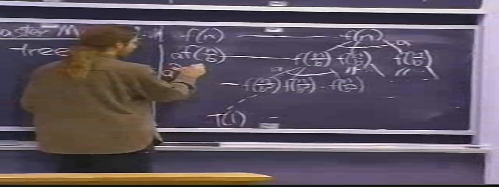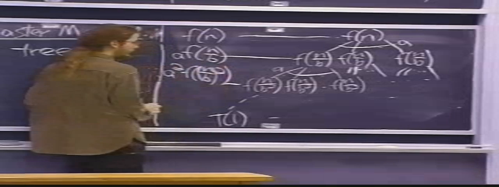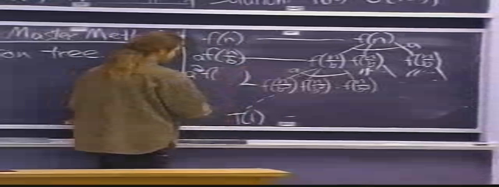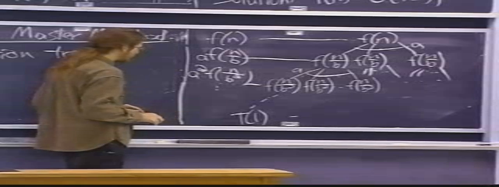The next one, I'll save you some work. So we have a of these nodes. Each one is branching a ways. Each of these has a children. You add them up, that's a squared of them. So a squared times f of n over b squared. And you keep going. At each level you have a to the i times f of n over b to the i. But I won't write that.